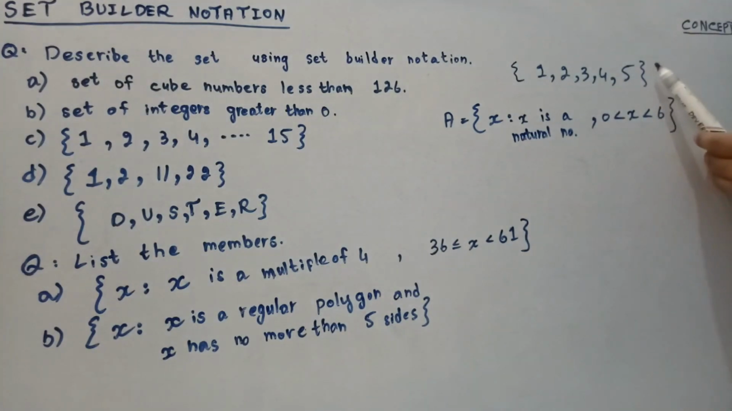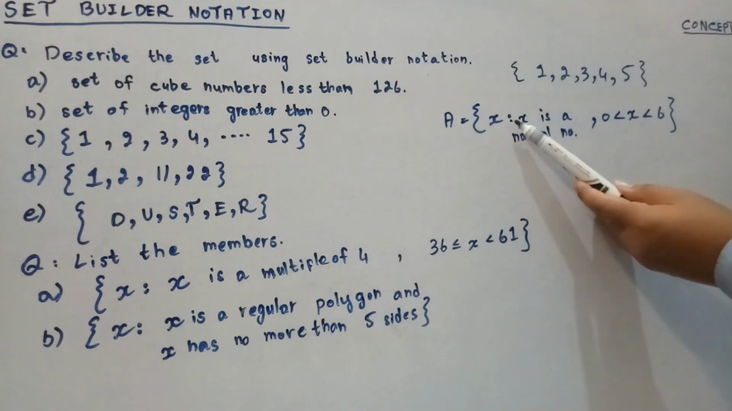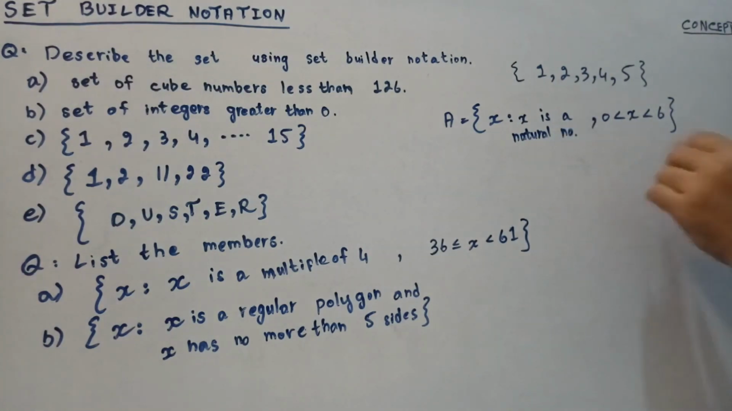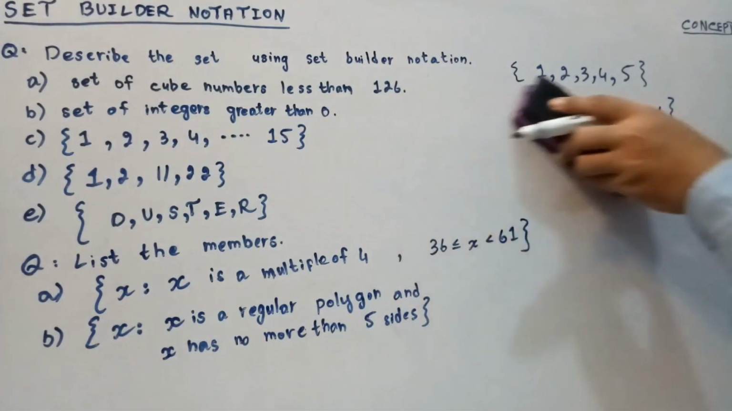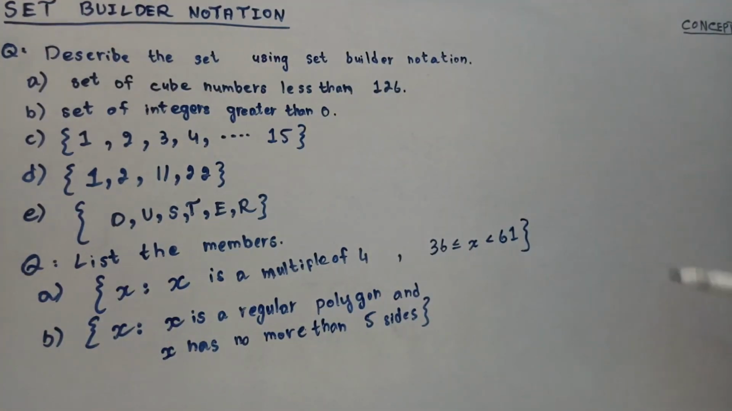Here we have described this set in set builder notation. It is a form of description. Here a set A, and in this we have element x, and x belongs to natural numbers, or we can say x is a natural number such that x is greater than 0 but less than 6. This is the set builder notation. Got it? Okay, so now let's see some questions.